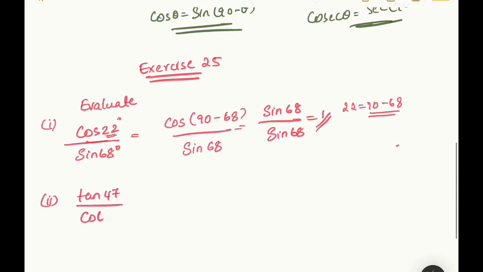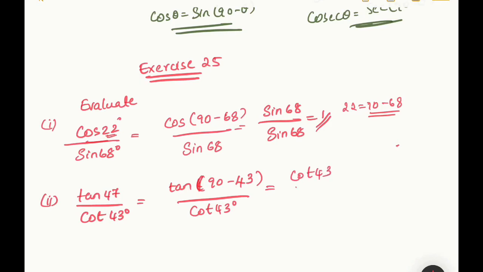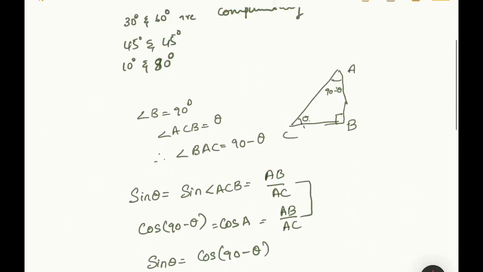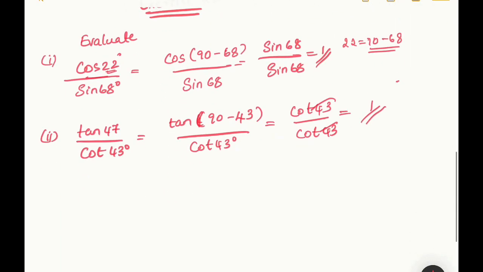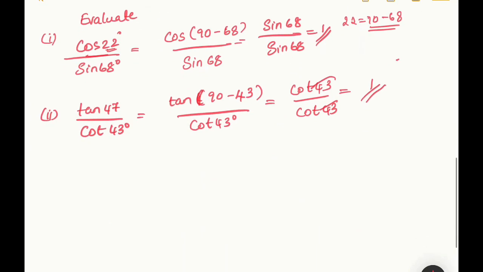Similarly, tan 47 by cot 43. Tan 47 I can write as tan of 90 minus 43 by cot 43. Now, tan 90 minus theta is cot theta. So it's cot 43 by cot 43, cancel them, I'll get 1. Hope it's clear to you all. So this is how you will be dealing with the complementary angles. These are the ways we write the questions. Similarly, the third and fourth sub questions, I feel it's easy for you.